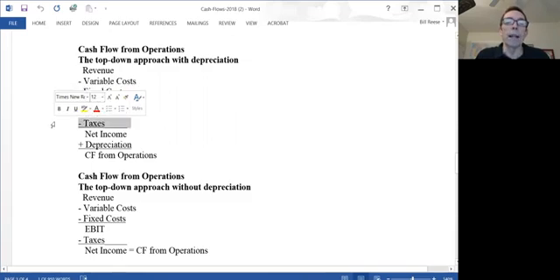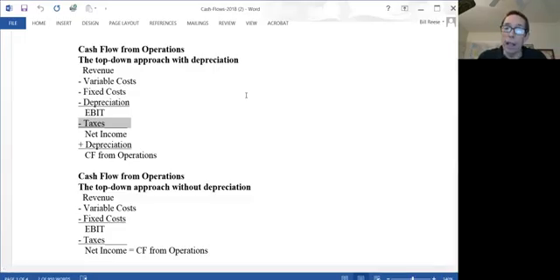So then we're going to subtract out taxes. Now, our taxes are going to be determined by our marginal tax rate multiplied by the taxable income, multiplied by the EBIT.